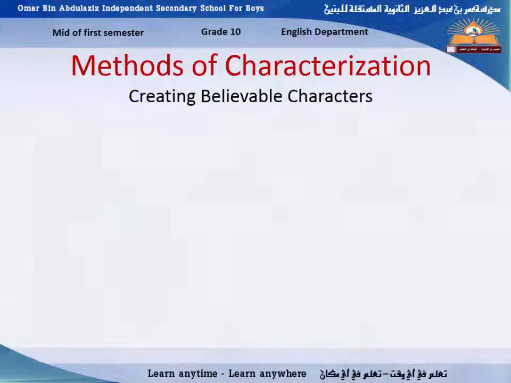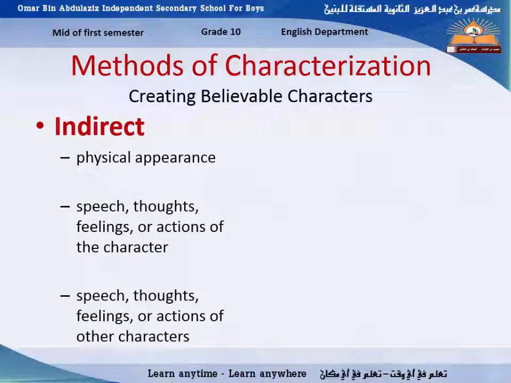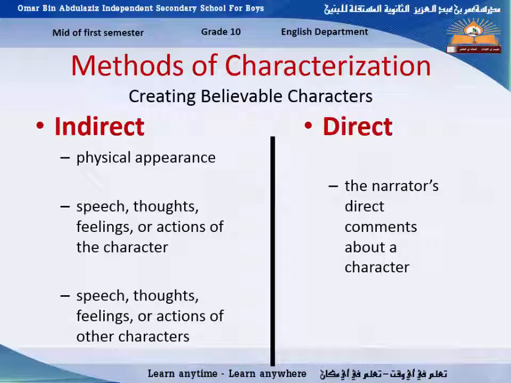Methods of characterization. Creating believable characters can be used in an indirect way by describing the physical appearance, the speech, thoughts, feelings, or actions of the character, or the speech, thoughts, feelings, or actions of other characters. And the direct way of characterization can be through the narrator's direct comments about a character.